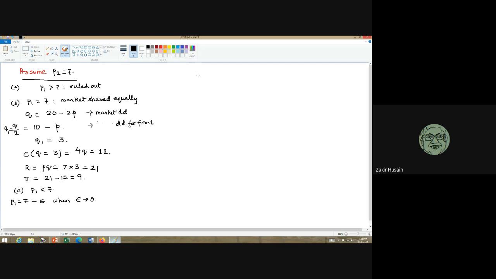Okay, so now we have, in that case, he captures the entire market. It is not Q by 2, but the demand is, in that case, Q1 is equal to Q and Q2 is 0. So we can just focus on Q1. So Q1 will be equal to Q is equal to 20 minus 2P. P is 7 minus epsilon, right? So let me multiply by 7 minus E.